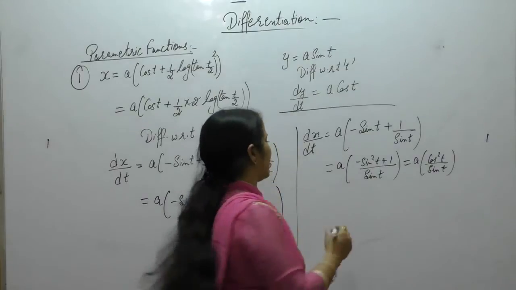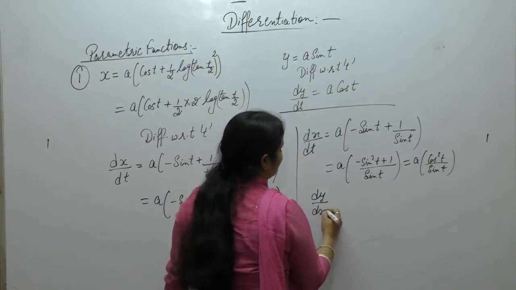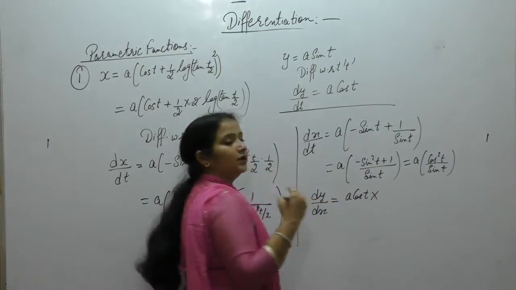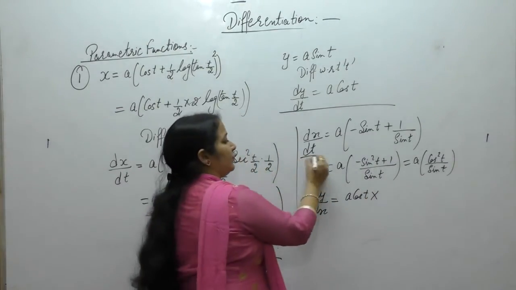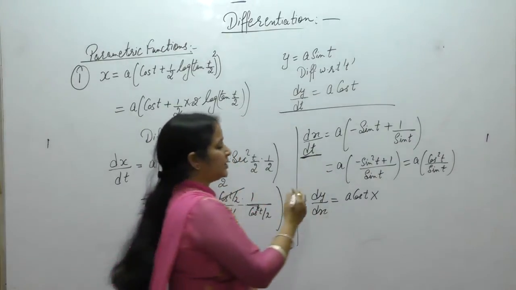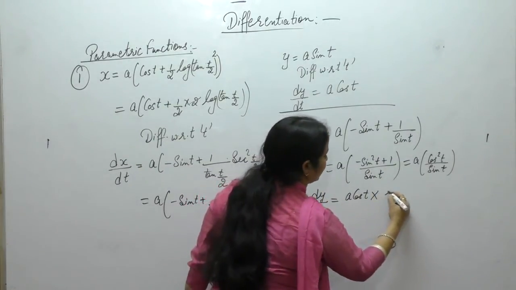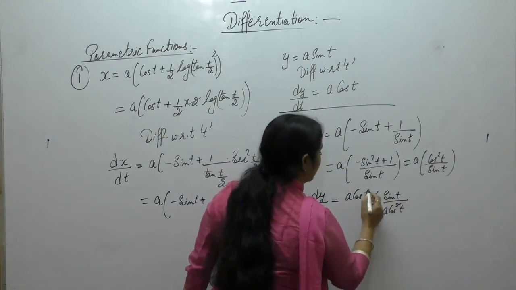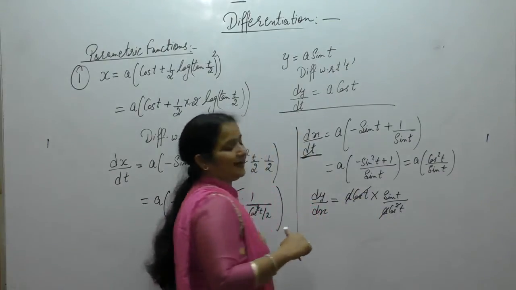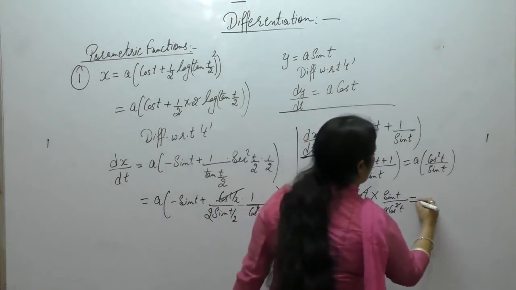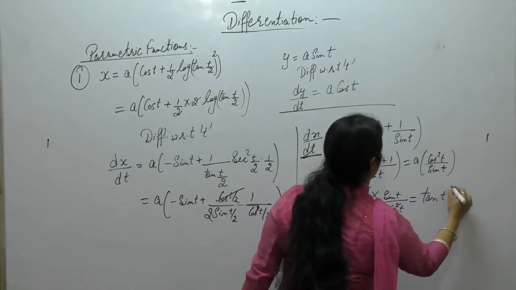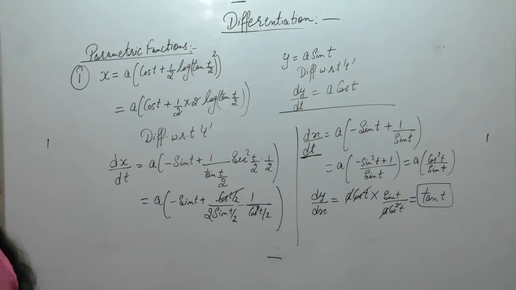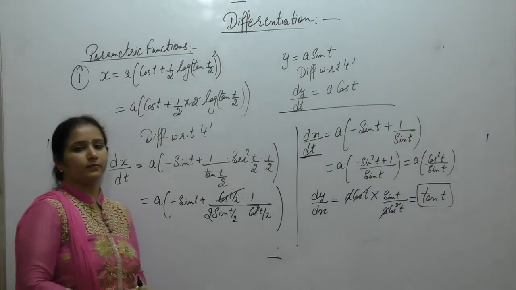Now we want to find dy upon dx, that is equal to dy upon dt into dt by dx. Here we have dx by dt, so reverse it. What we get? Sin t upon a cos square t. Cos will get cancelled, a will get cancelled. Now sin upon cos, that is tan of t. Clear? Note it down.